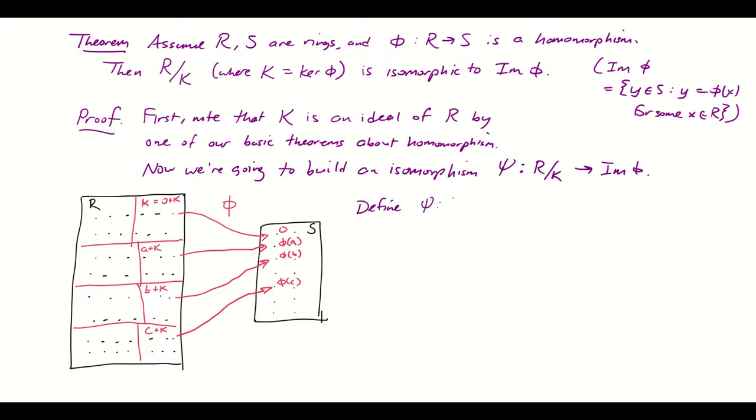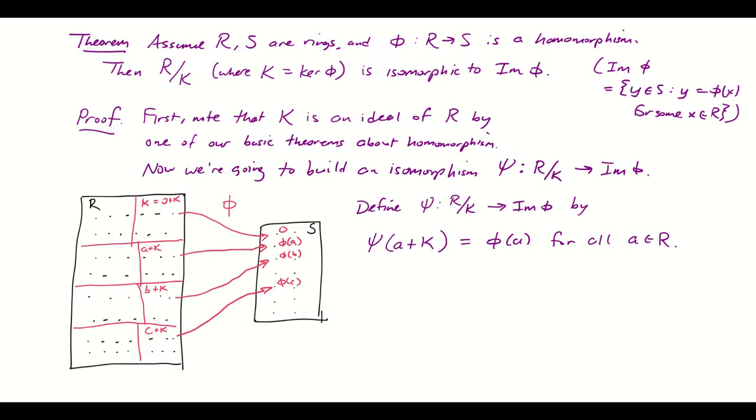Define C from R mod K to the image of phi by C of A plus K equals phi of A for all A in my ring. All right, so in other words, if I want to know what C does to some coset in R mod K, remember R mod K consists of cosets of the kernel, then I take that coset, I look at some representative, call it A, and then I map this coset here to whatever phi mapped this individual element to.